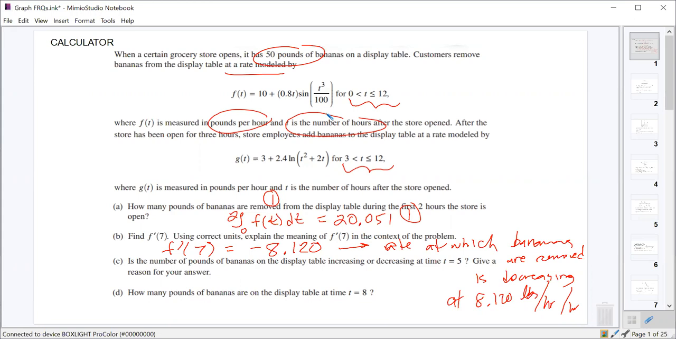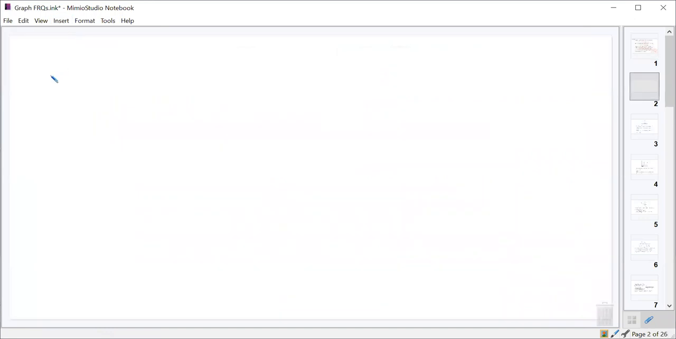Okay. Part C says, is the number of pounds of bananas on the display table increasing or decreasing at t equals 5? So what we need is the derivative of an equation that represents number of pounds on the table. Right, so let's write an equation for the number of pounds on the table at any given time after t equals 3. So the number of pounds on the table ought to be the initial amount that was on the table. True? That was 50 pounds.